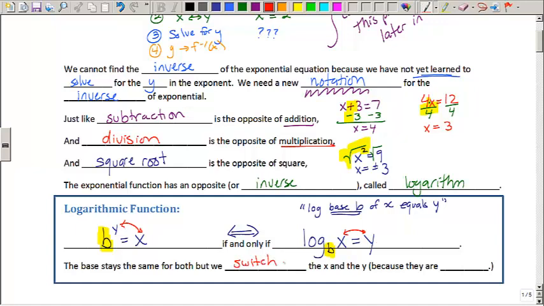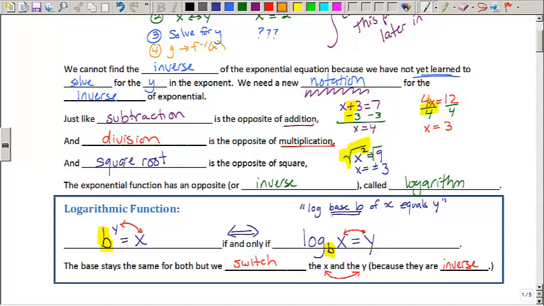So when else have we tried switching the x and the y? Well, for the inverse, because they're inverses. So that's one way to remember this, is we switch the x and y. Why? Because log and exponential are inverses, and that's exactly what we're trying to learn here.